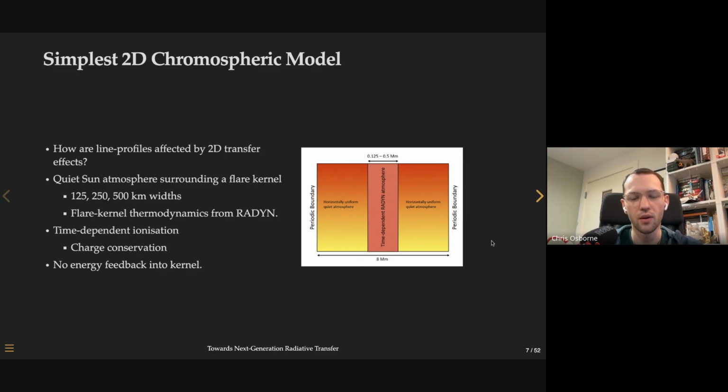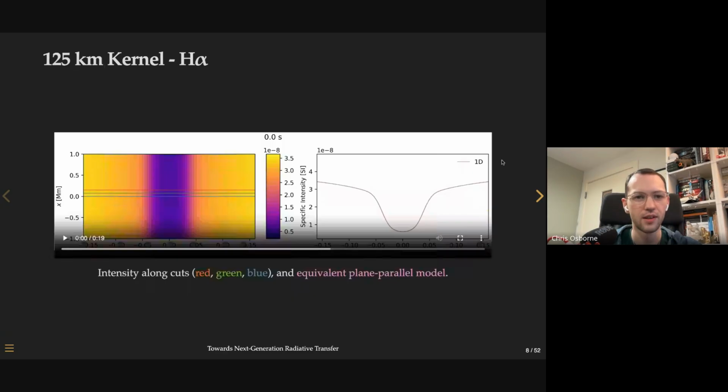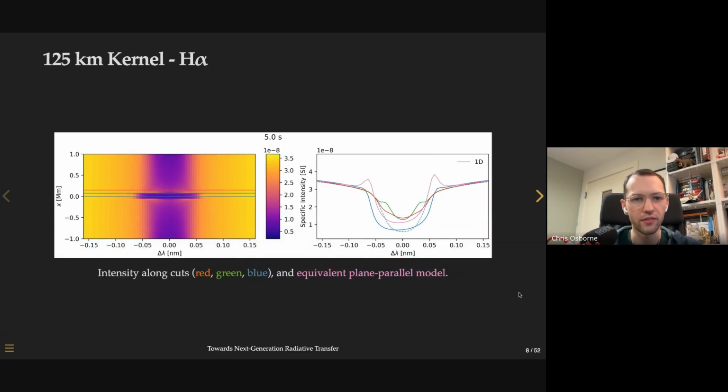So I'll just jump straight to the results of this. What I'm going to show you is effectively what happens if we have a slit spectrograph looking straight down from the top at this model. This is for the H alpha line. I've taken a few cuts. On the left, we have the image. We heat the atmosphere for 10 seconds, and we have cuts.